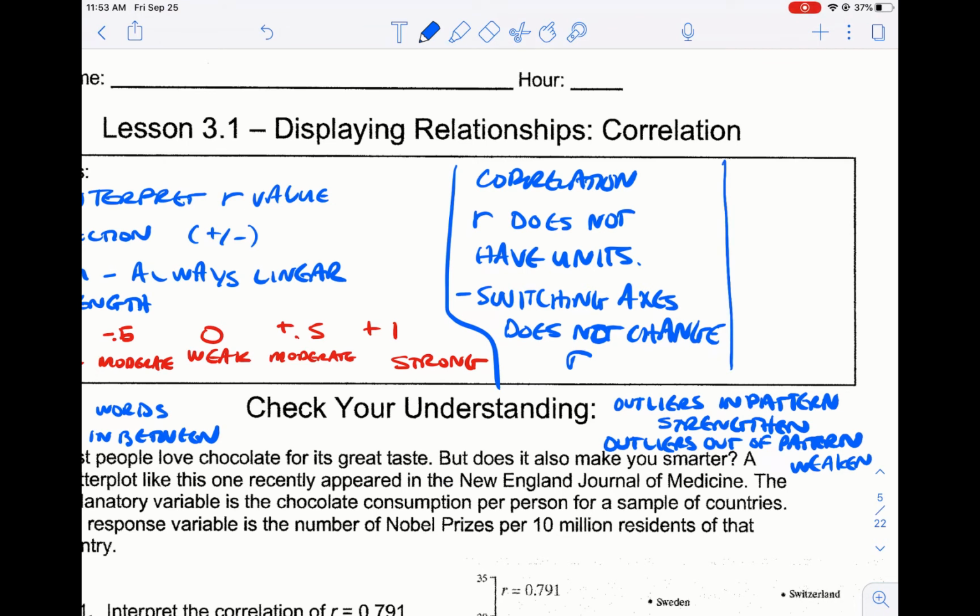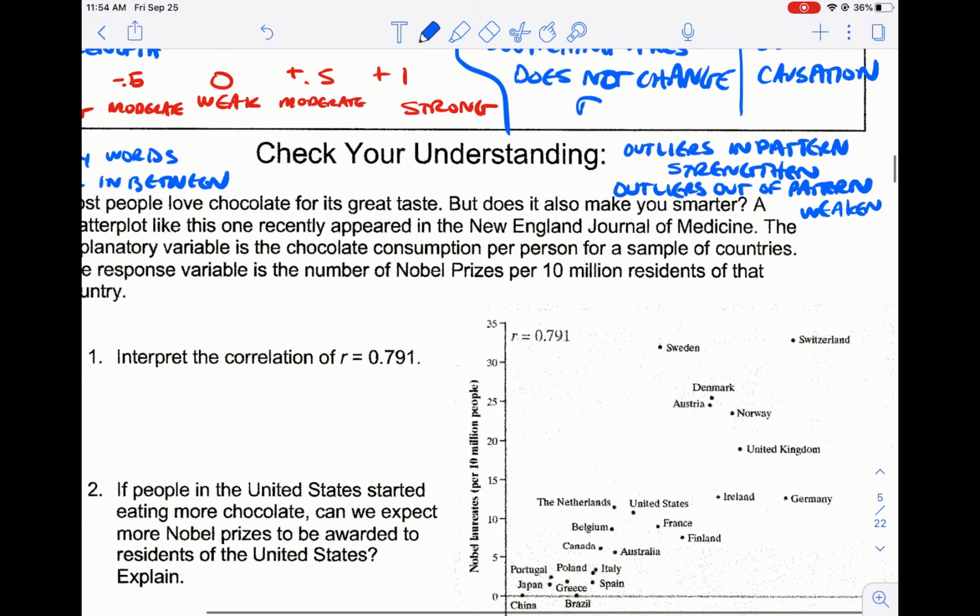And not the most important thing, but a very, very important point to pull out of here, correlation does not equal causation. Okay, correlation does not equal causation. So just because something is highly correlated doesn't mean one thing causes the other.